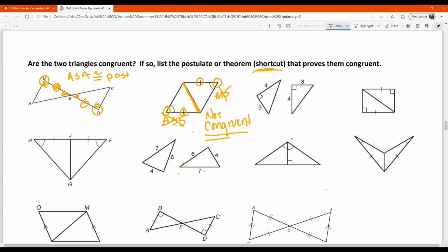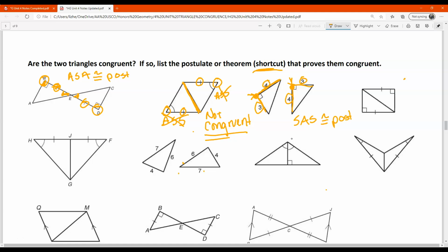All right, next one. I have a 90-degree angle on both. I have a 3 and a 4. So therefore, I have side, angle, side. Side, angle, side. Side, angle, side, congruence postulate.